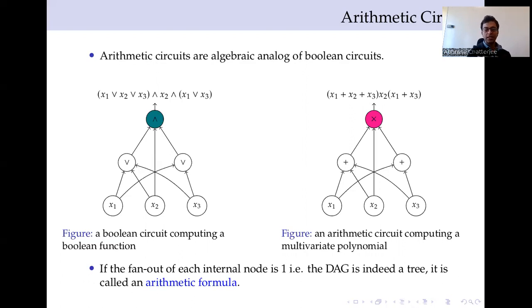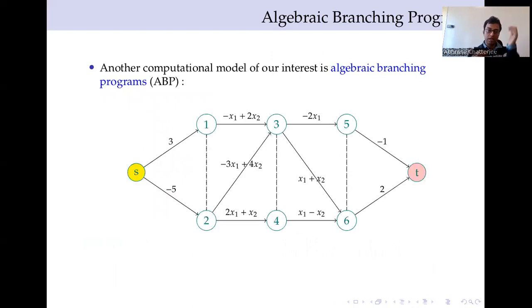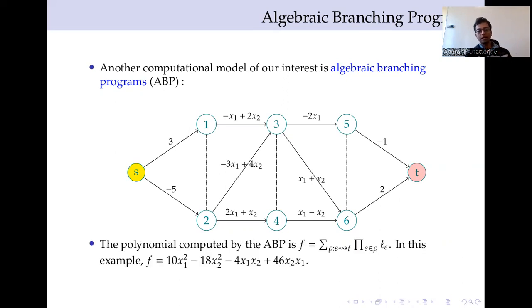Just like arithmetic circuits and arithmetic formulas, the other computational model of our interest is the algebraic branching program, which is again a directed acyclic graph, but this time the edges are labeled by linear terms, polynomials of the form alpha 1 x1 plus alpha 2 x2, and there is a designated source node and a designated sink node. Any source-to-sink path computes the product of the linear forms labeling the edges participating in that path. The final polynomial computed is the sum over all source-to-sink paths of these products of linear forms. As you can check in this example, this is the polynomial being computed.